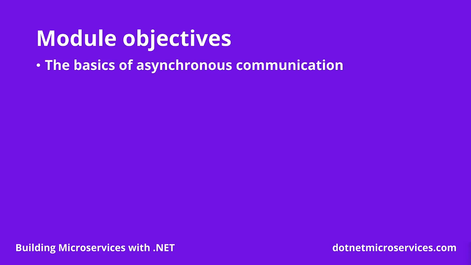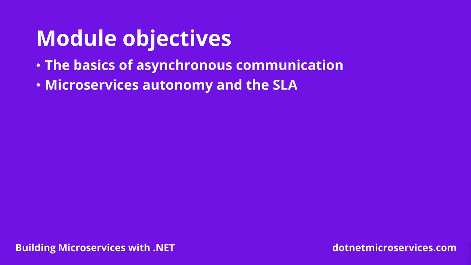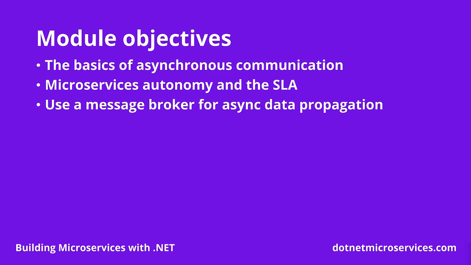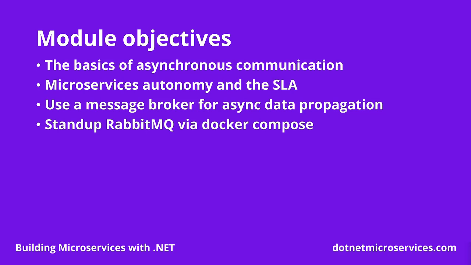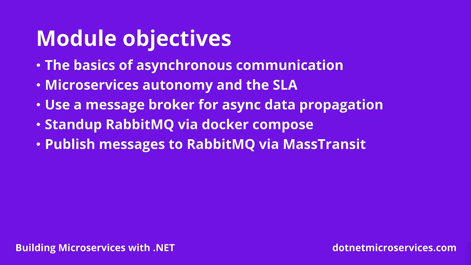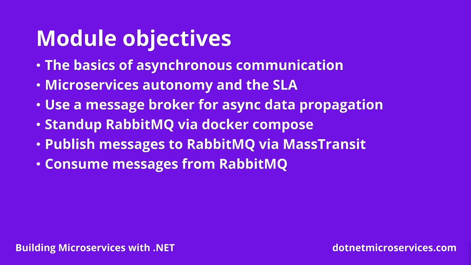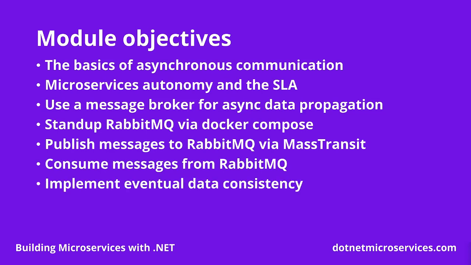to use asynchronous communication between microservices, how to enable microservices autonomy and the impact to the SLA, how to use a message broker for asynchronous data propagation, how to stand up a RabbitMQ message broker via Docker Compose, how to publish messages to RabbitMQ via the Mass Transit framework, how to consume messages from RabbitMQ using Mass Transit, and how to implement eventual consistency of data propagated across microservices.